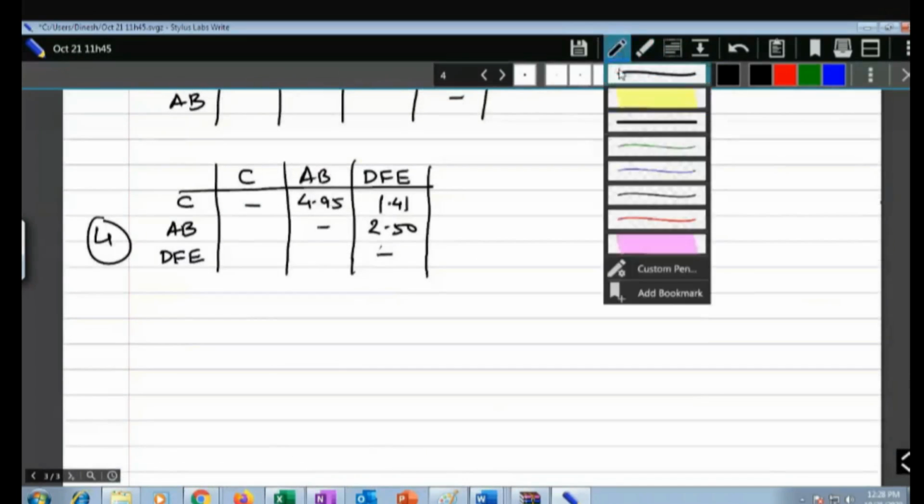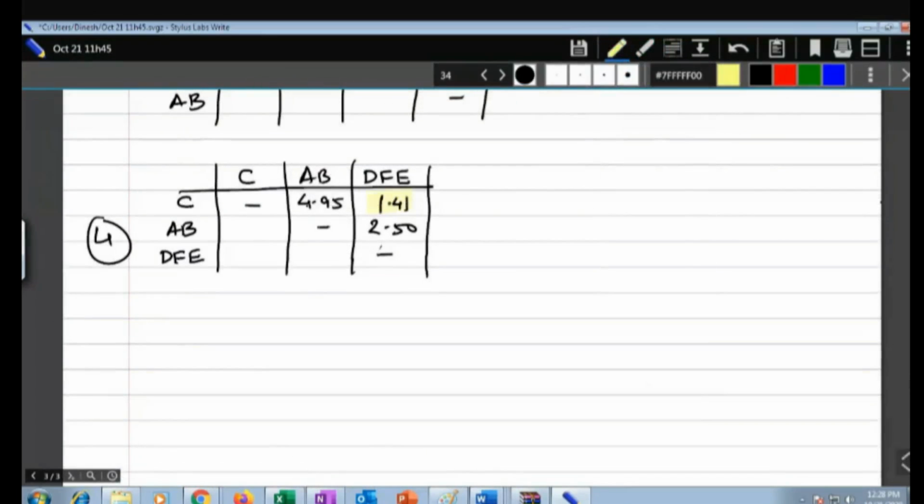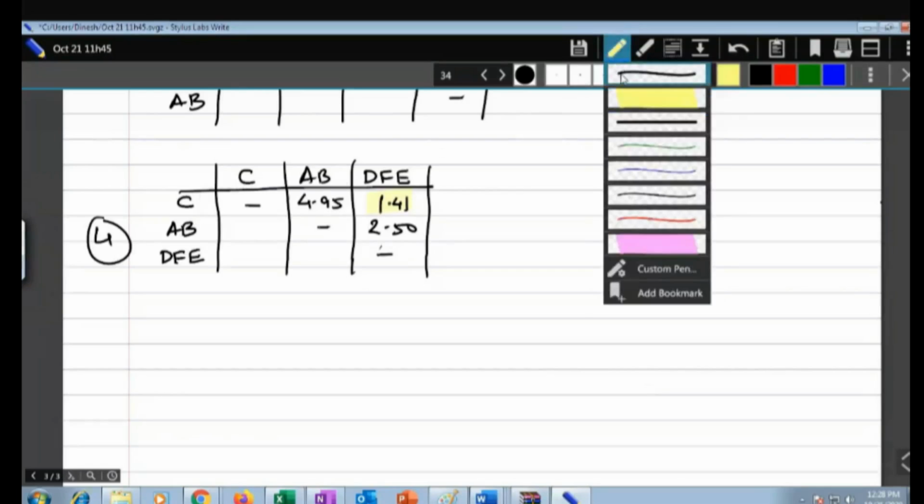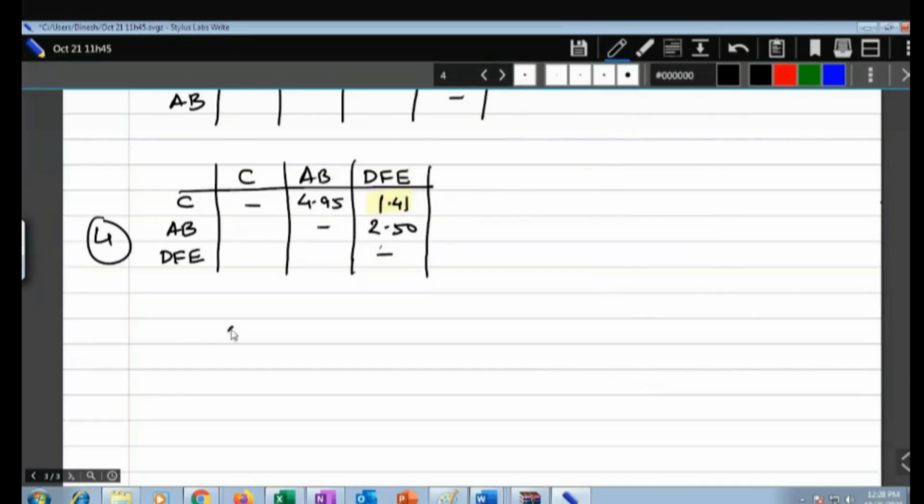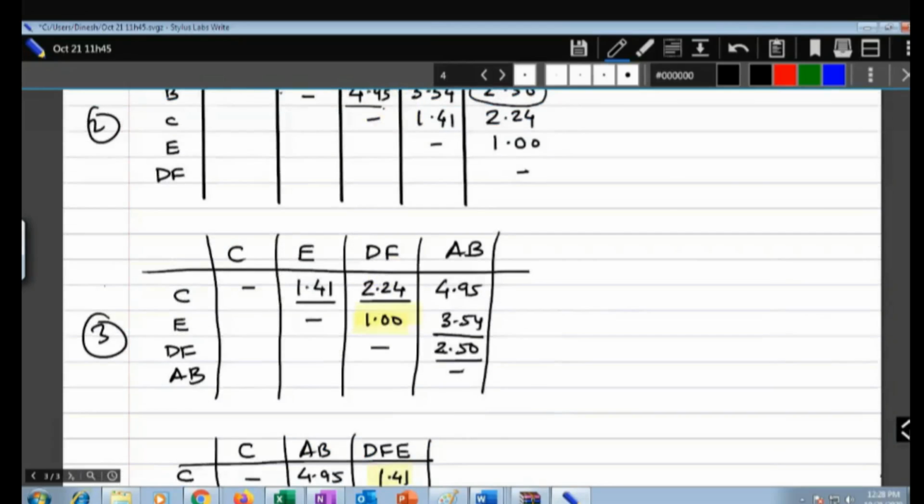Which one is minimum? 1.41 is minimum. So C to DFE. So what you will merge? A, B will be there, and then C with DFE. So C, D, E, F or DFE, whatever you say. Okay. It will be A, B, and C, D, E, F.